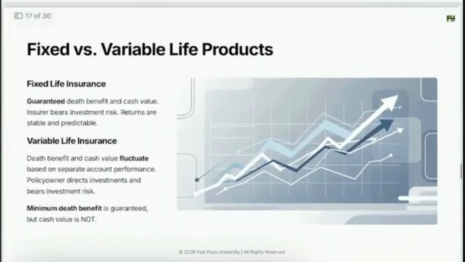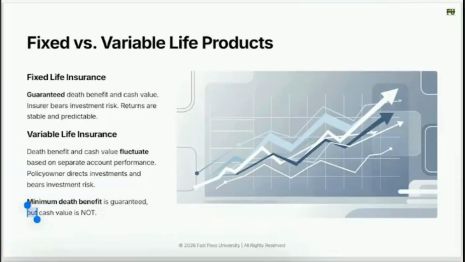All right, fixed versus variable products, another thing that we'll go over in much more depth in the insurance policies. So fixed life insurance is a guaranteed death benefit and cash value. The insurer bears the investment risk. We'll go over that a little bit. Returns are stable and predictable. Variable life insurance, the death benefit and cash value fluctuate.